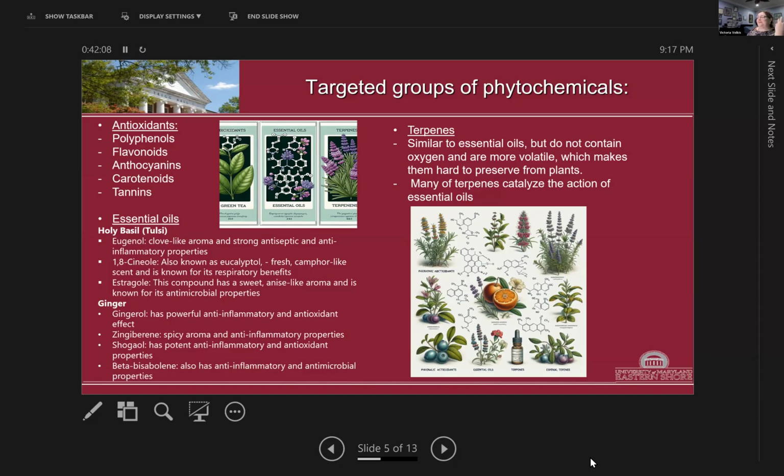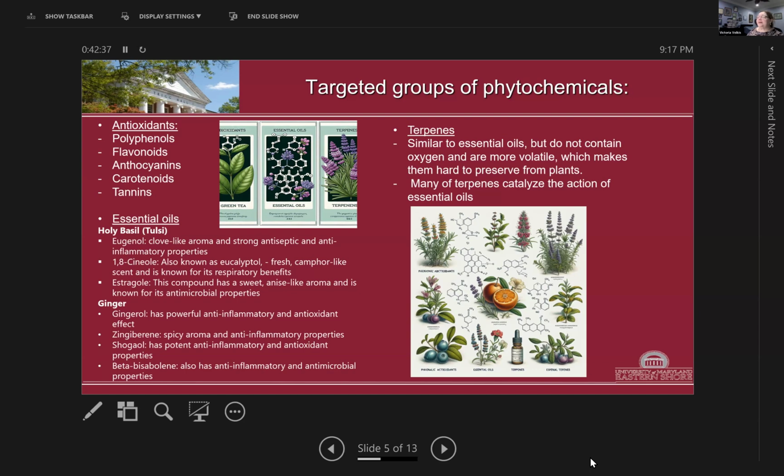What is kind of hard about terpenes? Typically, their boiling point, the temperature at which they evaporate and disappear from your sample, is much lower compared to essential oils. And when you do phytochemical extractions, it's much harder and much more tricky to keep those compounds in extracts and prevent them from evaporating.